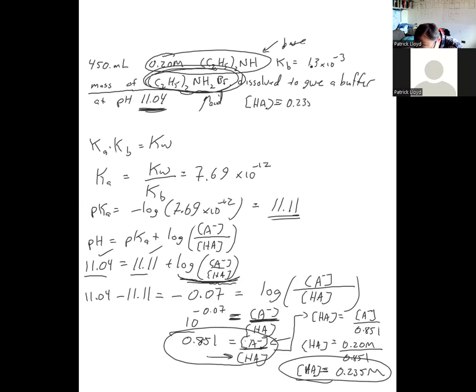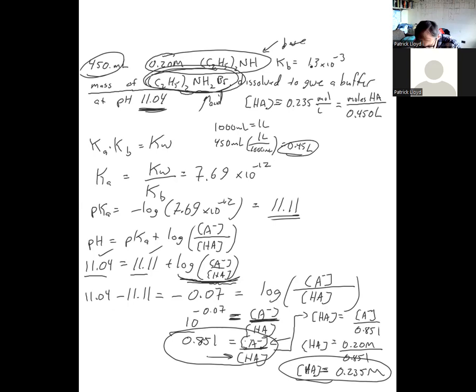0.235 moles per liter, right? See how I'm writing in moles per liter? So that's equal to the moles of HA over the volume. Now, what's the volume? 450 mL. See how I made that 0.450? Why? Because 1,000 milliliters is a liter, right? So if I have 450 milliliters, 1 liter over 1,000, 0.45 liters, sorry. So 0.45, 450, okay?